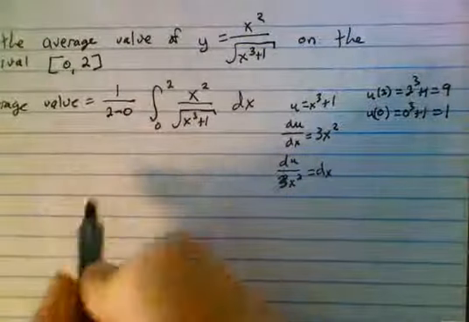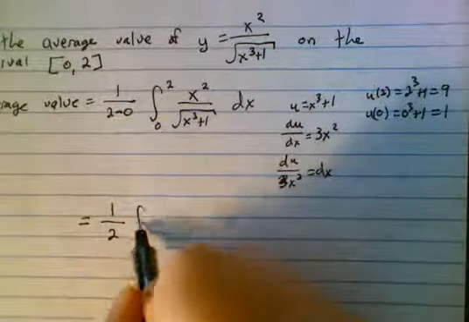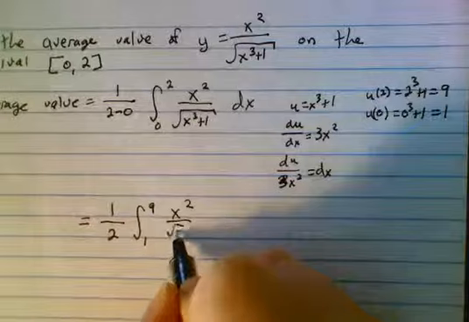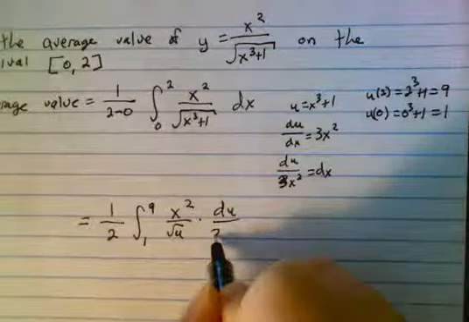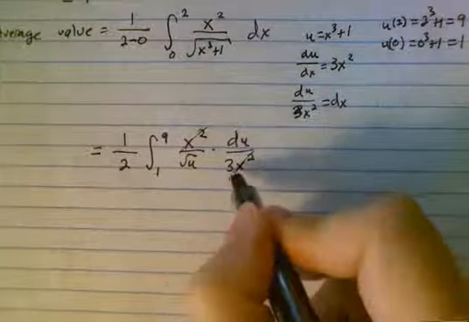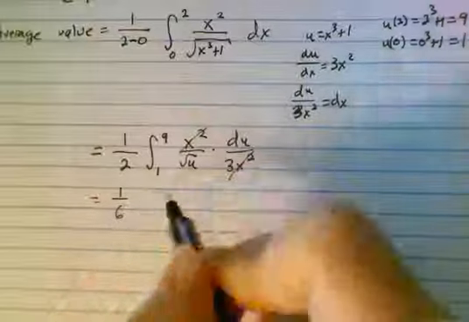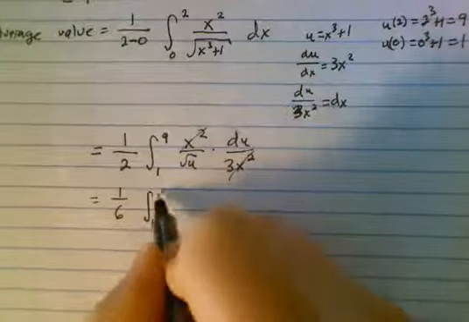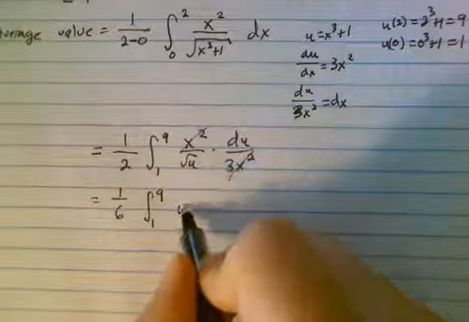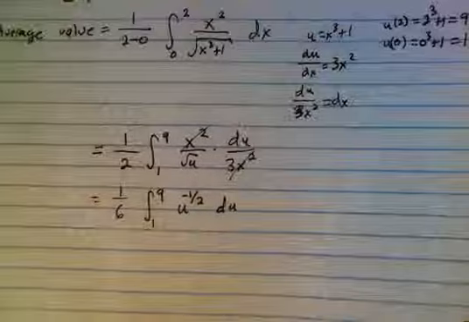So our average value over here is going to equal 1 over 2, the integral from 1 to 9 of x squared over the square root of u, du over 3x squared. Our x squareds cancel out. We can bring that 3 out over here, so 1/2 times 1/3 is 1/6. And then we're taking the integral from 1 to 9 of 1 over the square root of u, so we can rewrite that as u to the negative 1/2 du.